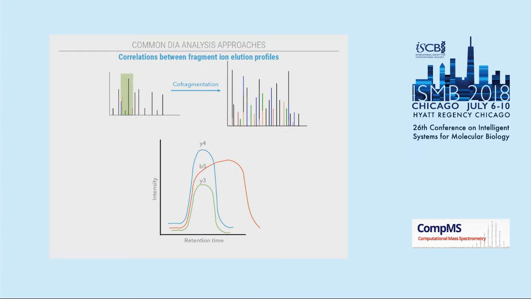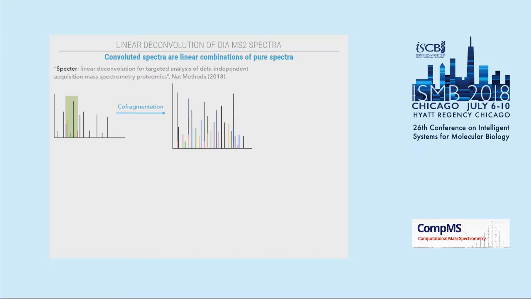And at the end of the day, you start including certain things, throwing other things out, and it's not clear how much of what you're identifying and quantifying is really reflecting what's there versus being more technical artifact. So we wanted to develop an algorithm that would allow us to analyze these data directly without making use of the retention time elements, not looking for correlations between fragment ion elution profiles. And we call this algorithm Spectre. It appeared in Nature Methods earlier this year.